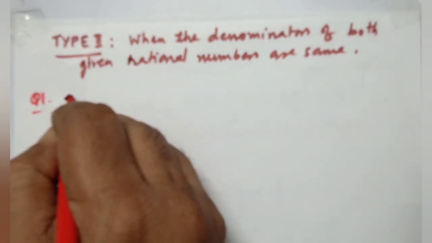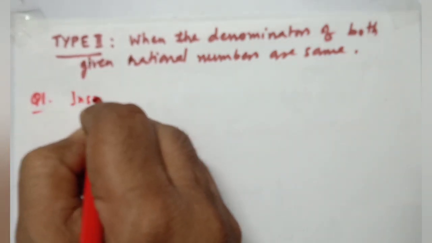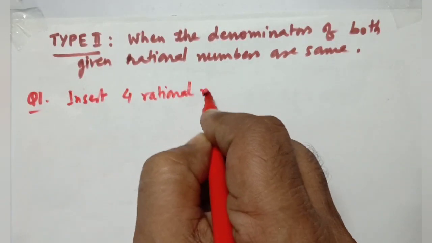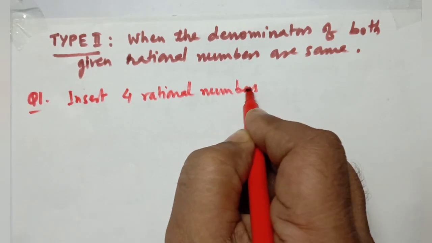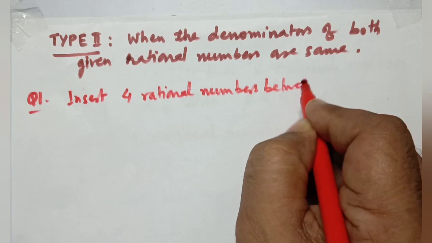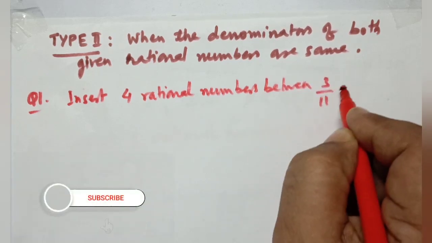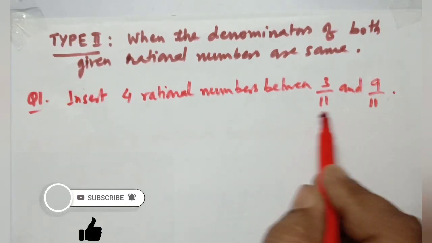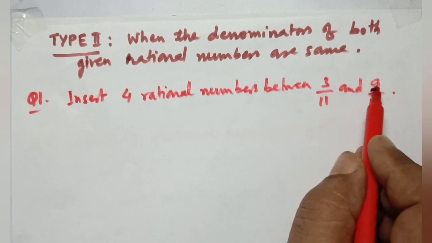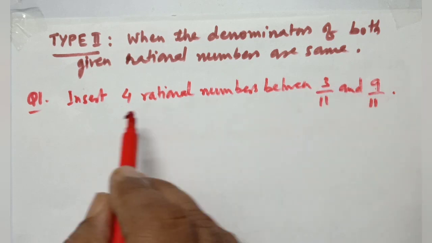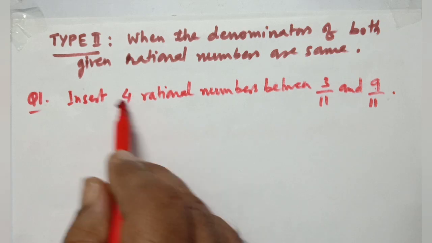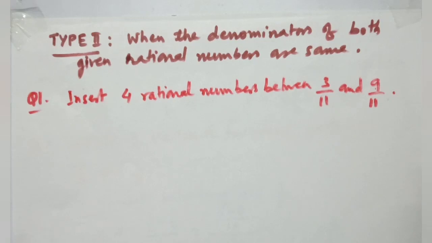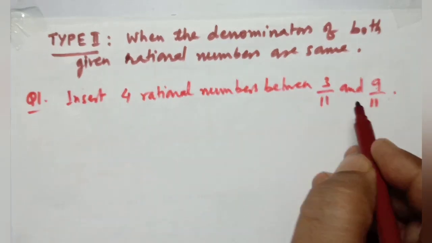So in this question, insert 4 rational numbers between 3 by 11 and 9 by 11. Now you can see here both the denominators are same, and the difference, if you find 9 minus 3, 6, that is greater than the number of the rational numbers which we have to find out. So when that is the case, then it is very simple, very easy.